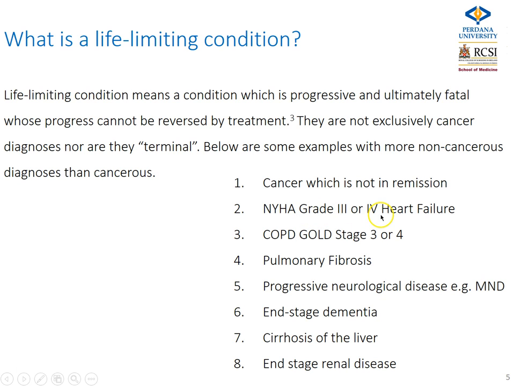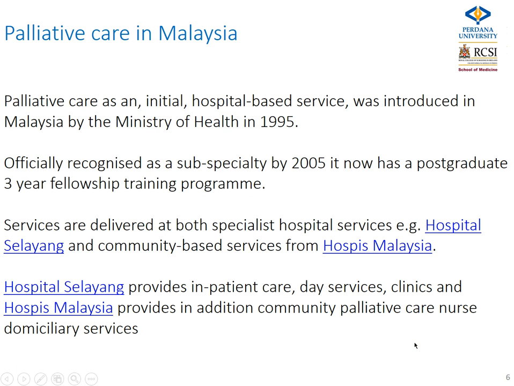For example, class 3 or 4 heart failure or respiratory failure due to COPD Gold stage 3 or 4, pulmonary fibrosis, progressive motor neuron disease, end-stage dementia, cirrhosis of the liver plus or minus liver failure, and end-stage renal disease, and there may be others as well. Multiple sclerosis is another example.